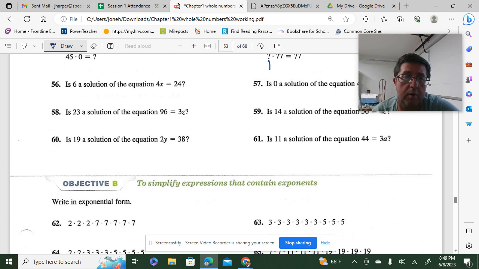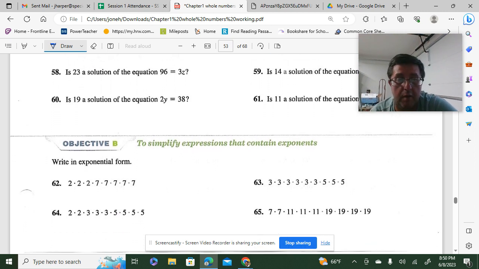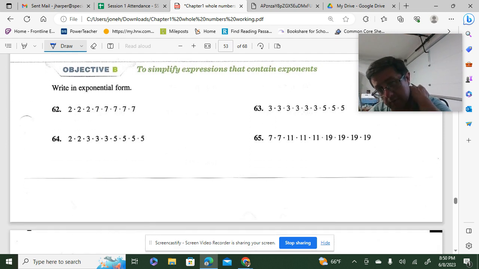Okay, so number 19. A solution of the equation 2y equals 38. Is 19 a solution? Plug in 19. Is 2 times 19 equal 38? I don't know. Figure it out. Okay. Kind of a bad way of looking at things, but it's math. You need to do the work yourself.